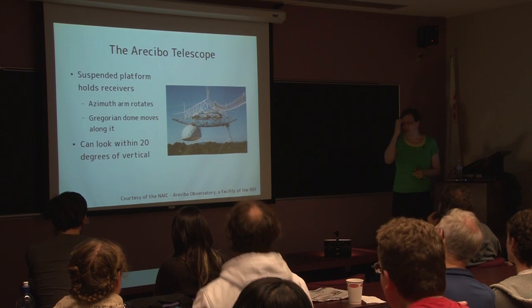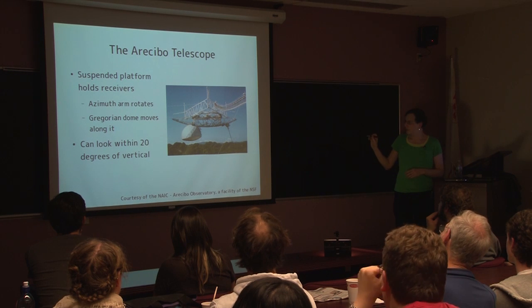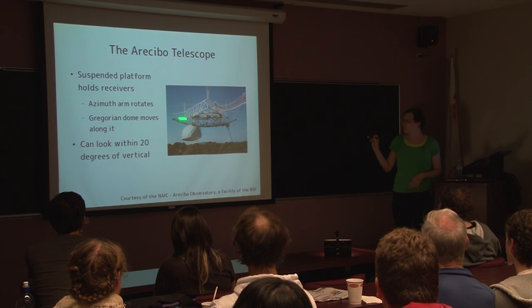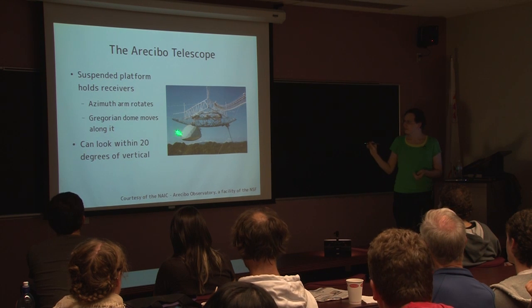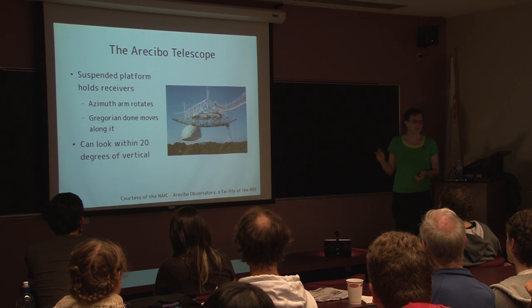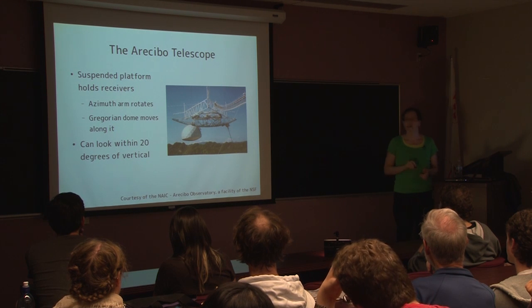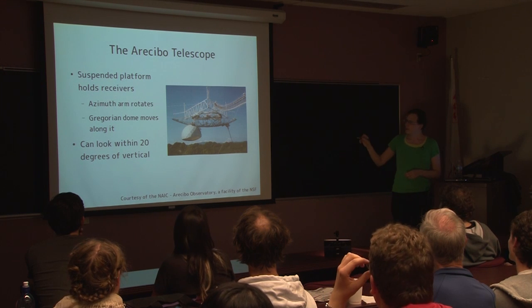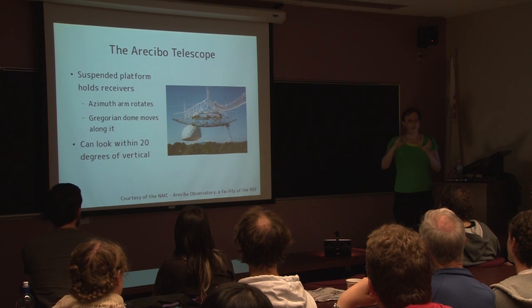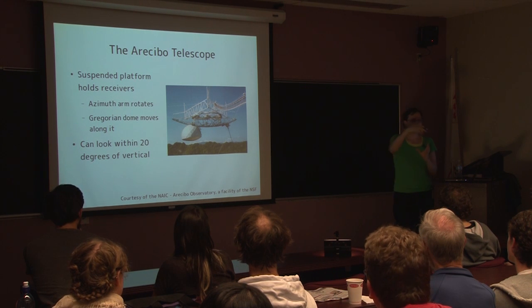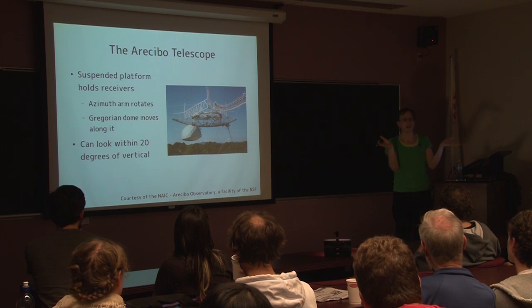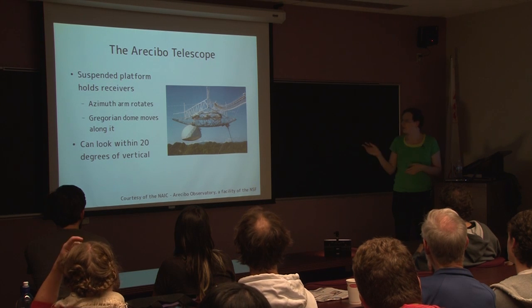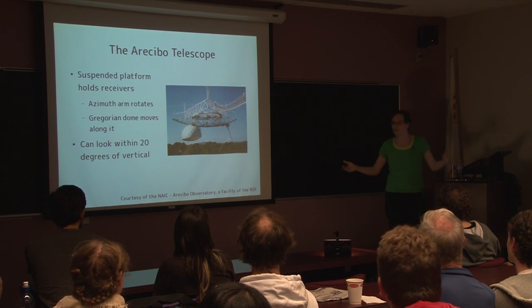But the way that you observe with it is there's this suspended platform, and this arm rotates. You can see the round track that it runs on. So this rotates around, and this Gregorian dome moves back and forth along that arm. The long spike is mostly obsolete now, even though it looks cooler, so they kept it in the James Bond movie. But by moving this around, you can look not just directly overhead, which is the easiest, but about 20 degrees away from vertical, which gives you a patch of sky you can look at. It's not the whole sky, but it's a small price to pay for having a telescope with 3 times the diameter.